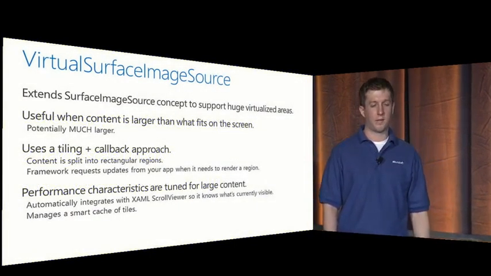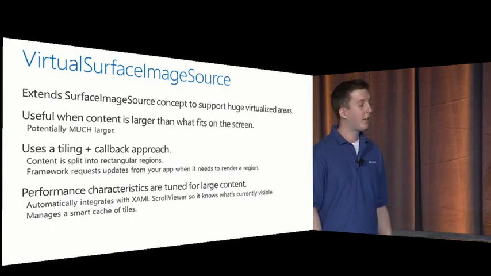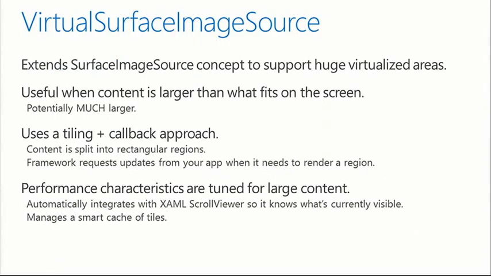So the way we've done this is with this virtual surface image source type. This extends surface image source and derives directly from the interface to support the concept of virtualization. So this is to support huge virtualized areas. Virtualized here meaning that you don't necessarily want to draw everything in the entire surface at the same time. You really only want to draw what you need to for what's visible on the screen at any given time, maybe plus some extra so you can do buffering so the scrolling is smooth. So this is really useful when content is larger than what fits on the screen. It could potentially be much larger, so you might have a million pixel surface or something, and you want to be able to draw just what you need to at any given time.